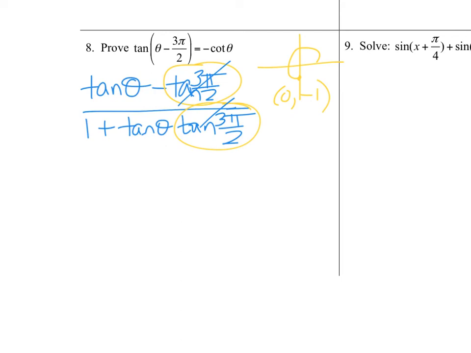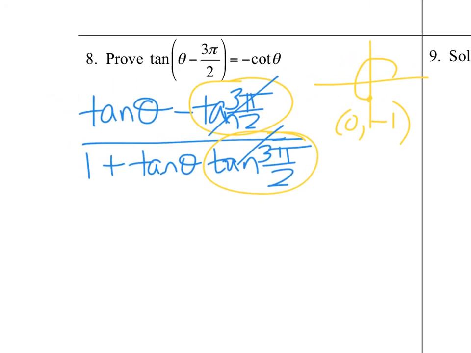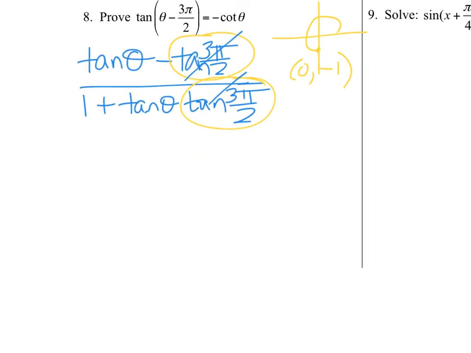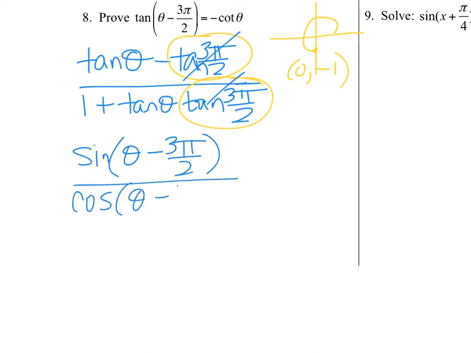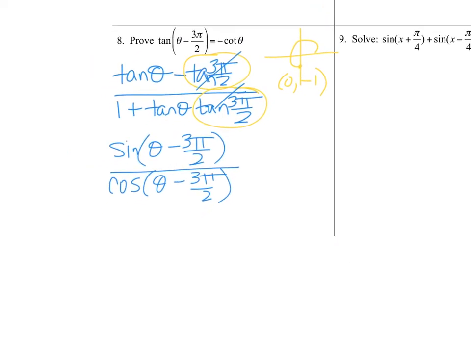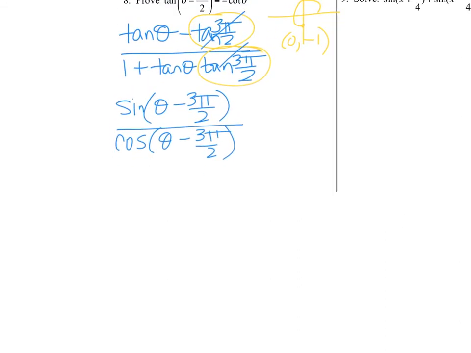Look back at your notes. Look back at that first. Don't have any restrictions on what they can and can't be. So we'll have to do it that way. All right. So we're going to do sine of theta minus 3 pi over 2 over cosine of theta minus 3 pi over 2. And we're going to have to do the cheer twice. Well, each cheer once, really.